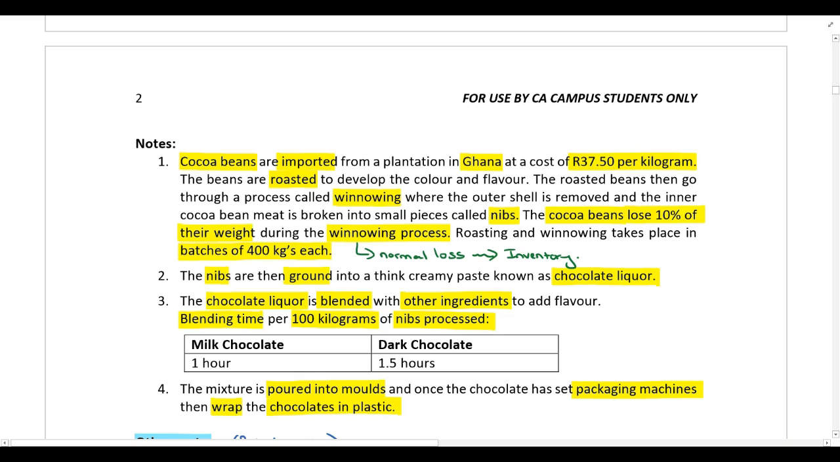Now just be careful, guys. This is not the number of batches. You've been given the batch size. Each batch includes 400 kilograms. So you have the batch size. We don't want the batch size. We've calculated the activity rate per batch. If we want the cost in total, we need to multiply that by the number of batches.